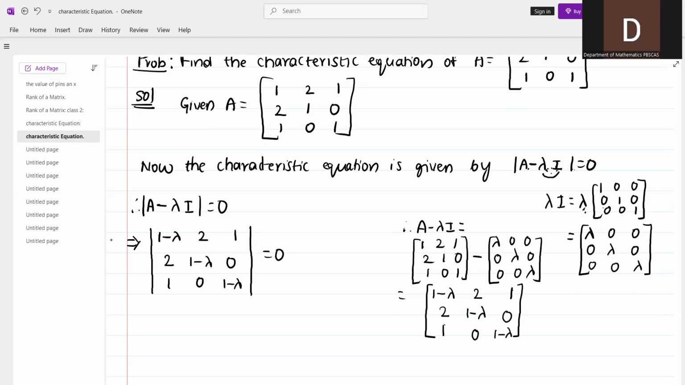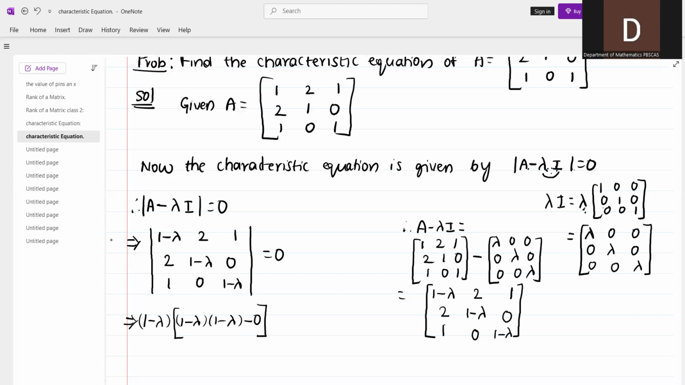Okay, already we know how to find the determinant of a 3 by 3 matrix. 1 minus lambda into, remove the corresponding row and the corresponding column. So the remaining elements are these 4 elements. So AD minus BC: 1 minus lambda into 1 minus lambda minus 0.